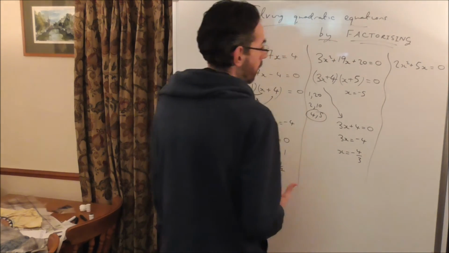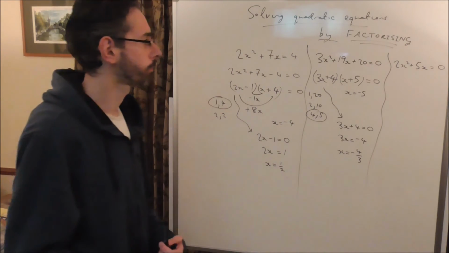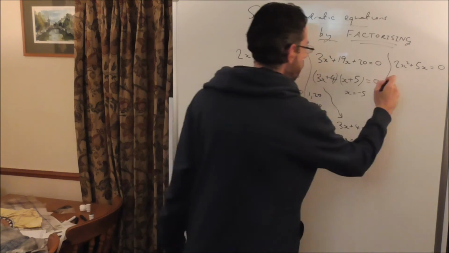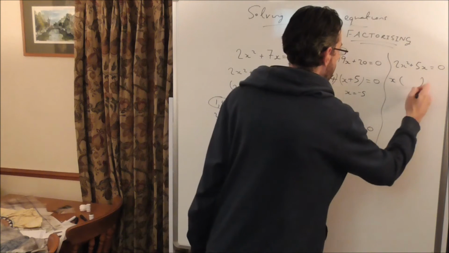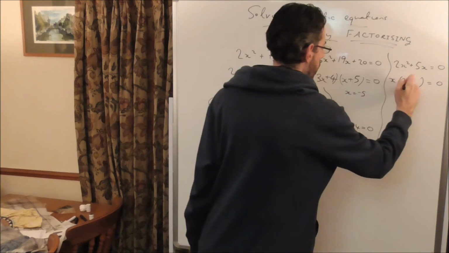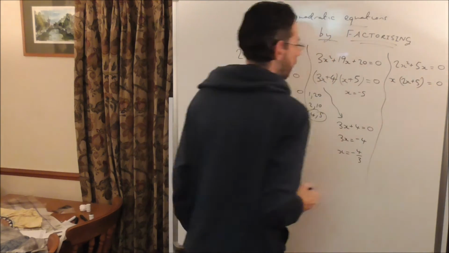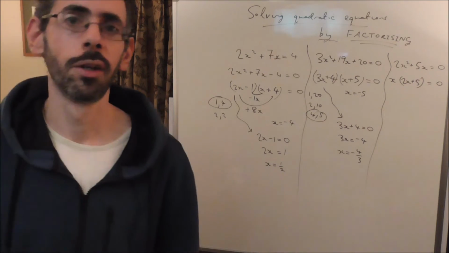So what goes outside the bracket? Well, we've got to think what's common to both terms, what's the common factor, and that's x. x is the common factor. So what goes inside the bracket? Well, x times 2x is 2x squared, and x times 5 is 5x. So that's how it factorises.